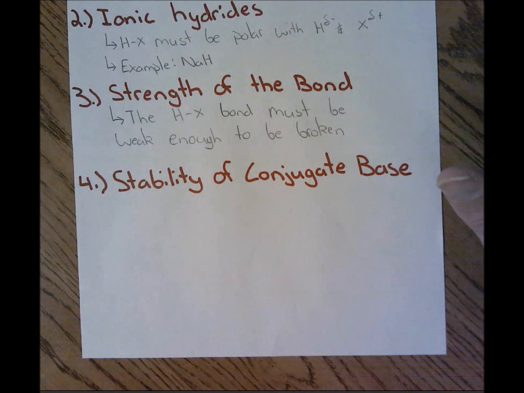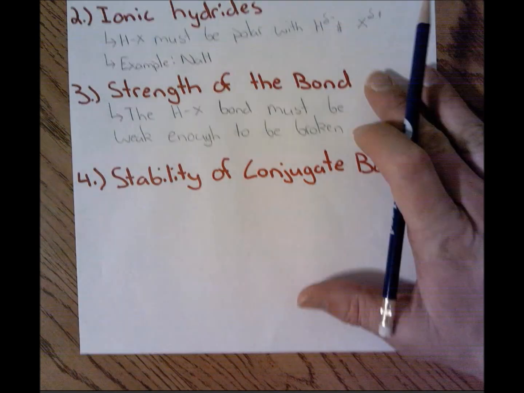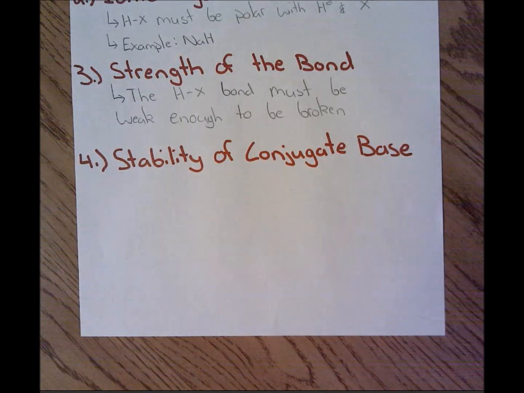Now, another thing that affects our acid strength is going to be the stability of that conjugate base, which we have defined as that X to the minus. Now, here is our typical trend for this. The greater the stability of the conjugate base, the more acidic the molecule. So let me pause and write that down.